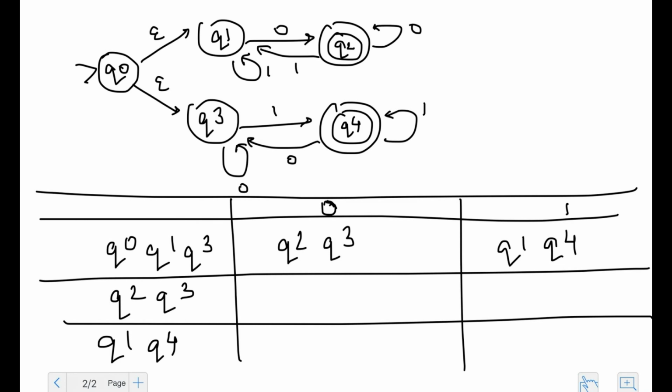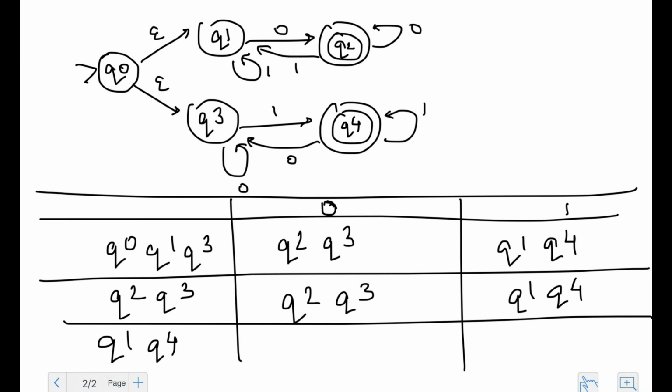So where does Q2, Q3 go on a 0? I'm just going to directly write the answer. See if you can make sense of it. So it goes to Q2, Q3. And where does it go on a 1? It goes to Q1, Q4.